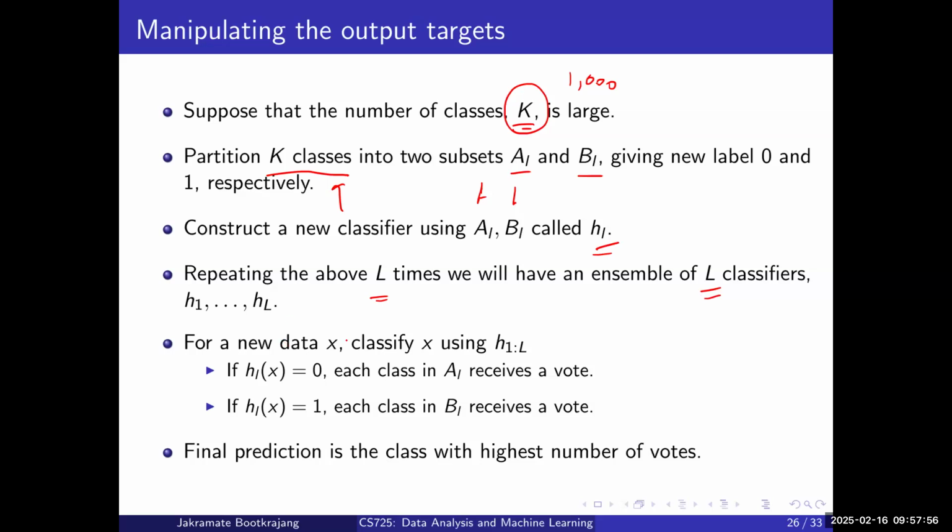And if you want to classify X, right, using the H1, we have to look at if H1 is 0, each class in A1 receives a vote, right? If H1 equals 1, each class in B1 receives a vote. And then the prediction would be the class with the highest number of votes.